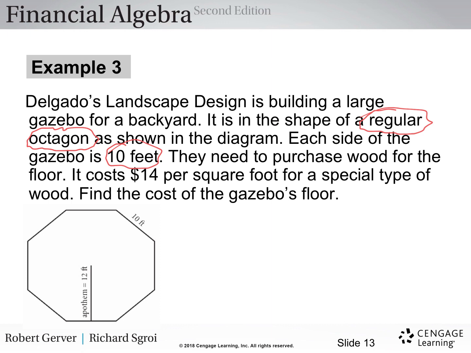It costs $14 per square foot for a special type of wood. Find the cost of the gazebo's floor.